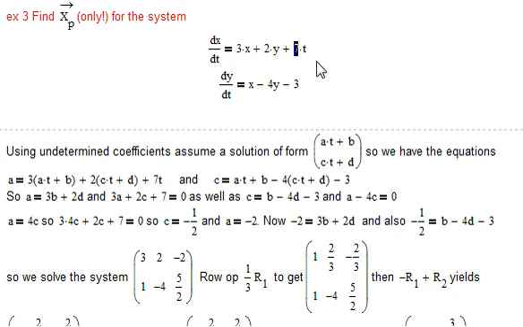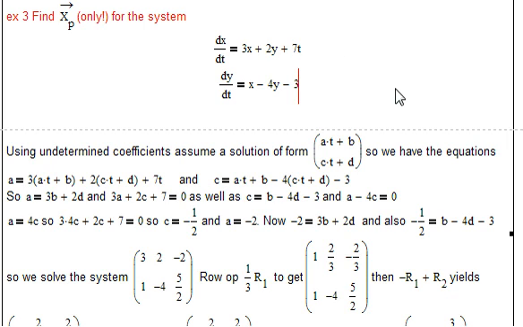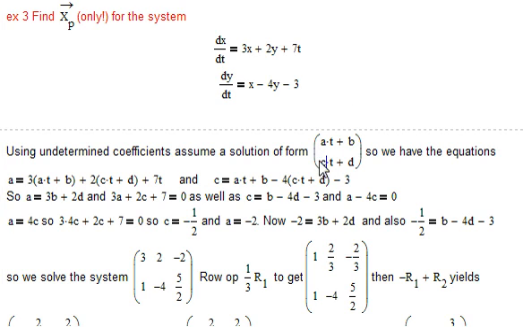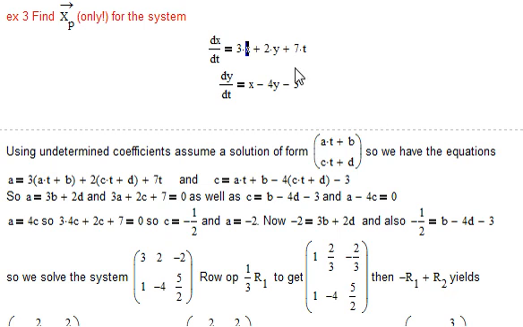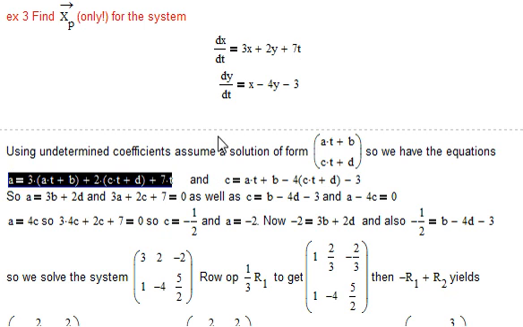So if you look at the vector f, 7t plus 0 and 0t minus 3, it's logical to assume we'd have to have a vector xp of this form: a times t plus b and c times t plus d. So when we do that, we've got the equations. If this is our x, the derivative of that, of course, is just a. So a equals 3 times (at plus b) plus 2 times (ct plus d) plus 7t. Well, that is a complicated bugger, right?